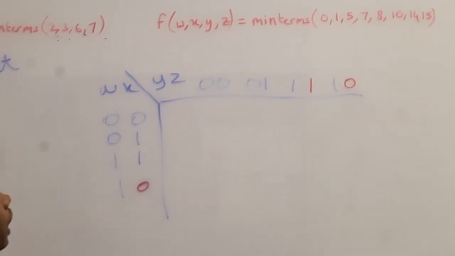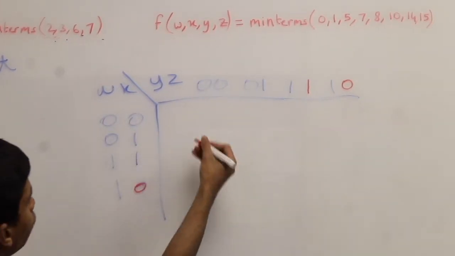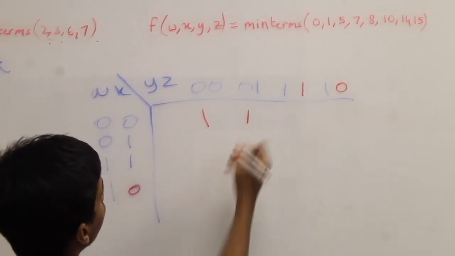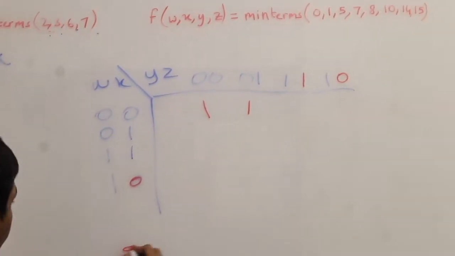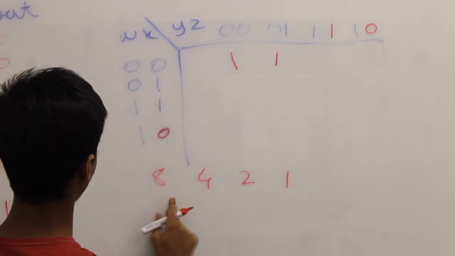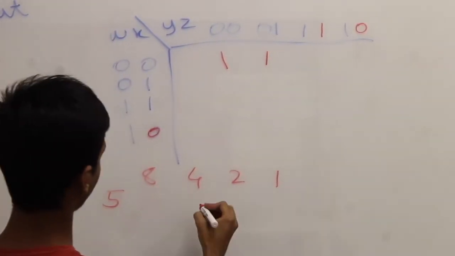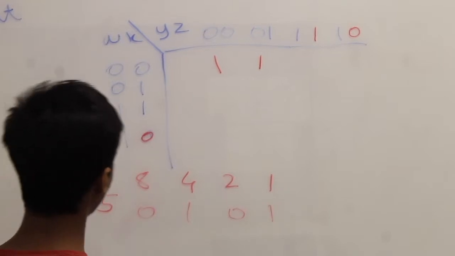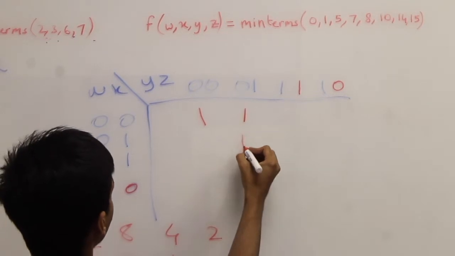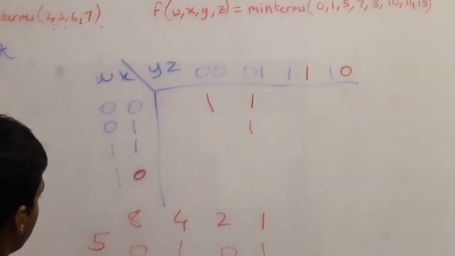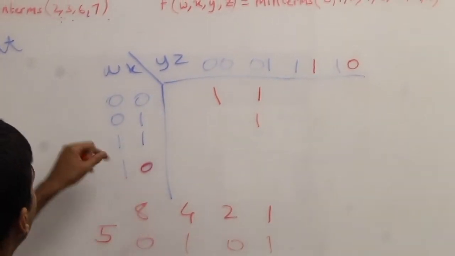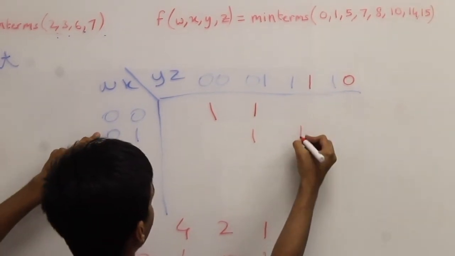We'll find the same here. 0 is 0, 0, 0, 0, so we'll write 1 here. 1 is 0, 0, 0, 1. 5 is 0, 1, 0, 1, so we'll have to find the same here. 7 is 0, 1, 1, 1, so 0, 1, 1, 1 is here.